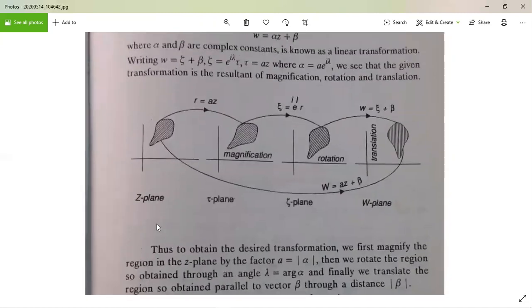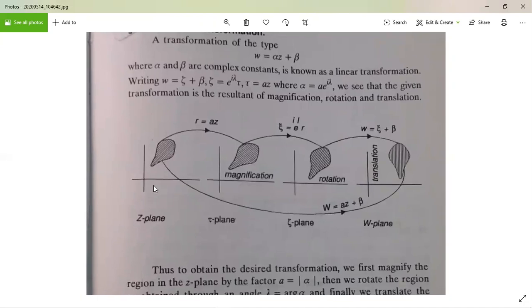Now look, in the z plane, we will take r equals a z, and this is the magnification. Again, we will take zeta equals e to the power i lambda into r. Then we move to the rotation, and after rotation, we take omega equals zeta plus beta. That means translation. Or we can say directly omega equals a z plus beta, that means from z plane to omega plane. Here, the transformation will be taken in various steps.